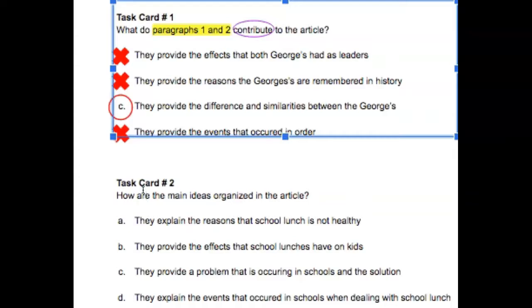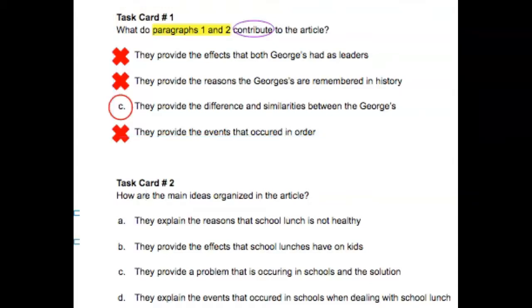So we said it was problem and solution. So let's see which fits. It should actually say problem and solution in our answer. A. They explain the reasons that school lunch is not healthy. B. They provide the effects that school lunches have on kids. Didn't really say that, it just said that it was not healthy. C. They provide a problem that is occurring in the schools and the solution. Once again, it gave you the text structure in the actual answer. So once you figure out the text structure, you'll be able to see it in your answer.